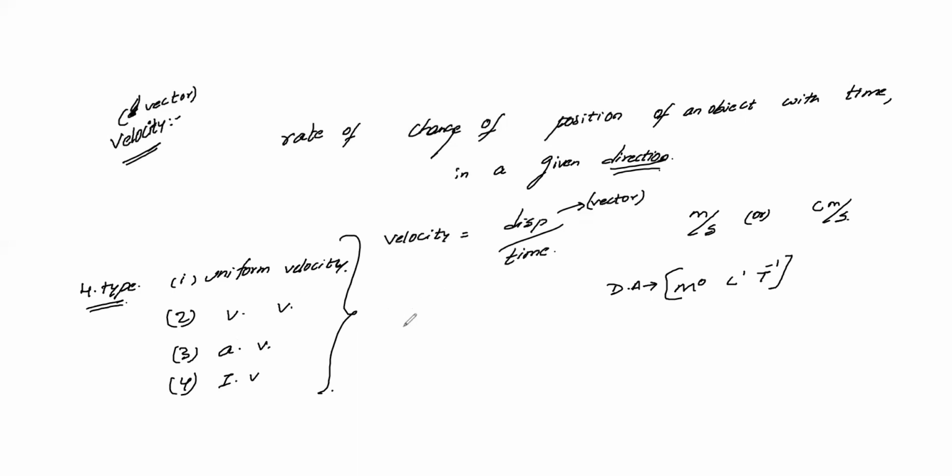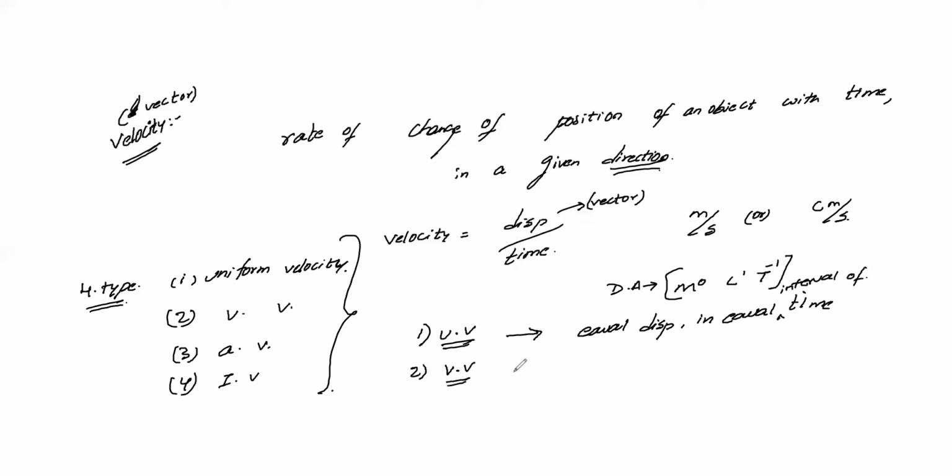When we're discussing uniform velocity, first case, it covers equal displacement in equal intervals of time. As we have discussed about speed, same thing here, in equal intervals of time. Next one, variable velocity. So here, unequal displacement in equal intervals of time.